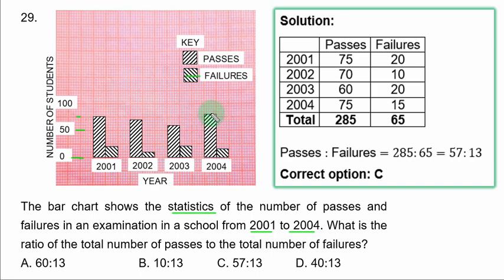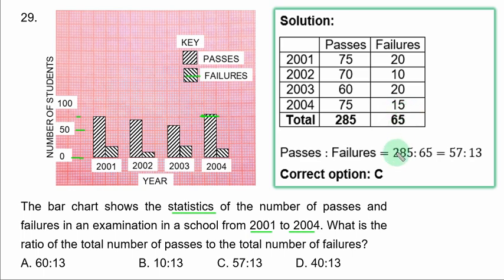Okay, you have it at 75. So this should be the correct position here, somewhere here, 75. This is the level, and the failure level is 15, third line from this place. So you have 15. So if you add, total passes 285, total failures 65.